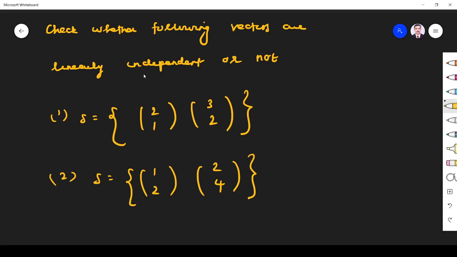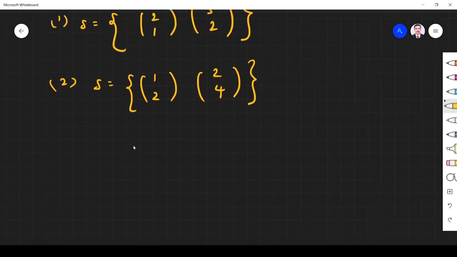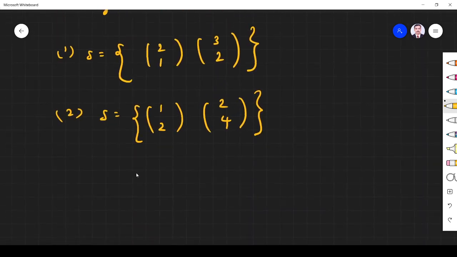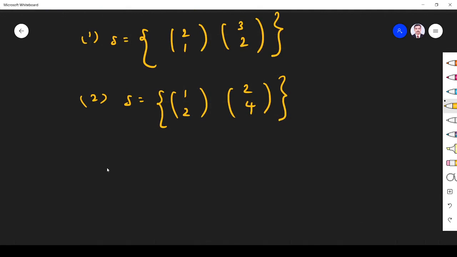Let us see the problem. Check whether the following vectors are linearly independent or dependent. So what are they given? They are given two vectors. For problem 1, v1 is equal to (2, 1), v2 is equal to (3, 2).